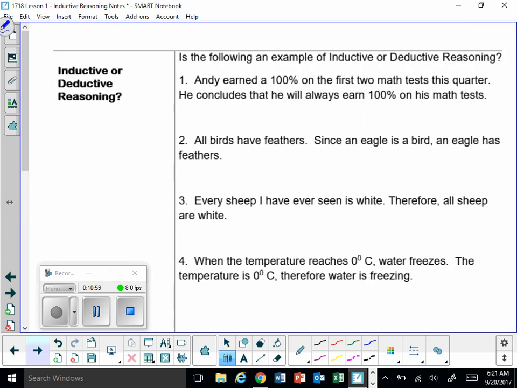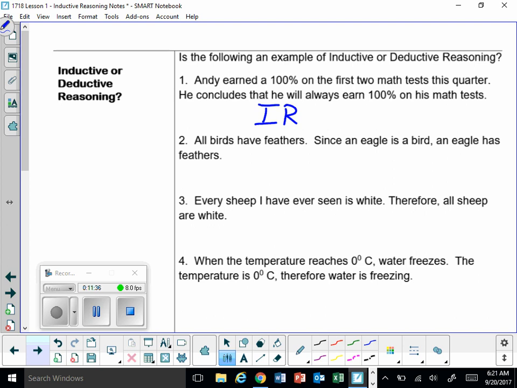Okay. Is this an example of inductive or deductive reasoning? So remember, inductive reasoning is patterns. Deductive reasoning is mathematical or scientific fact. Andy earned 100% on his first 2 math tests this quarter. That's pretty awesome. He concludes that he will always earn 100% on his math tests. That would be so nice if that was true, but this is inductive reasoning. Inductive, just because he got 100 the first 2 times doesn't mean that's going to happen again.